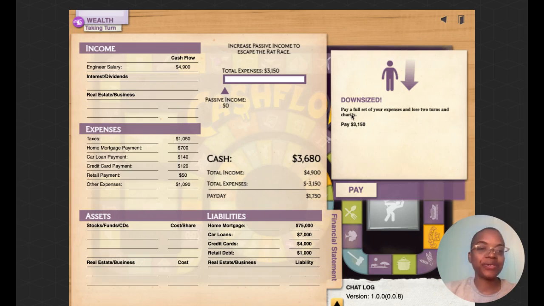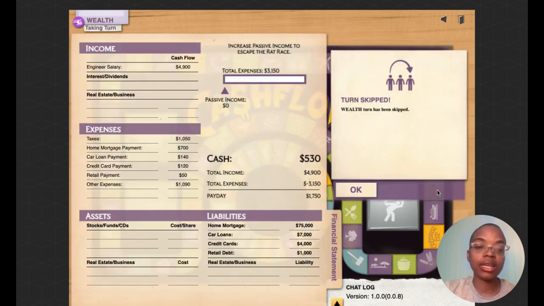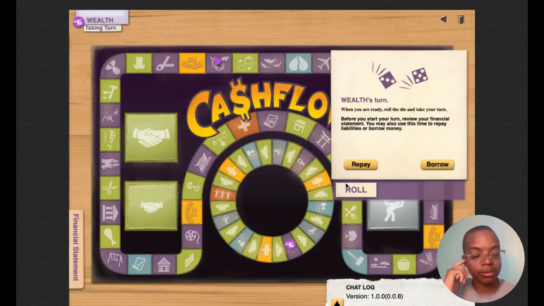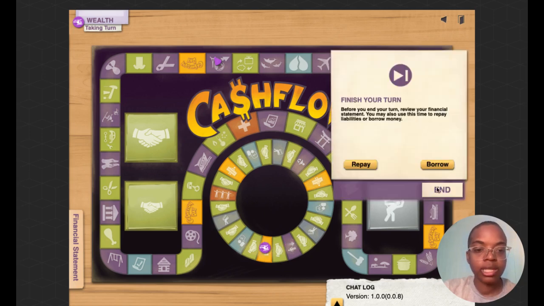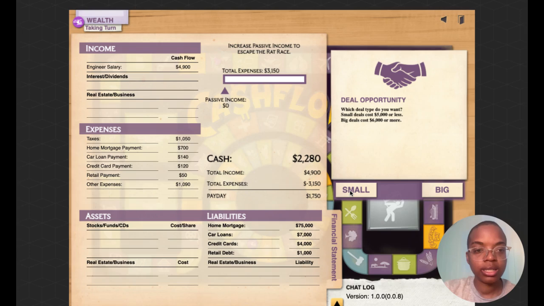One of the not so fun features is when you get downsized. So I have to pay a full set of my expenses and lose 2 turns for this part. So I have to pay $31.50. I have to pay that. And I'm going to lose 2 turns for that one. So not a fun one, but sometimes that happens. So it's a good simulation. Just got paid. Going to roll again.